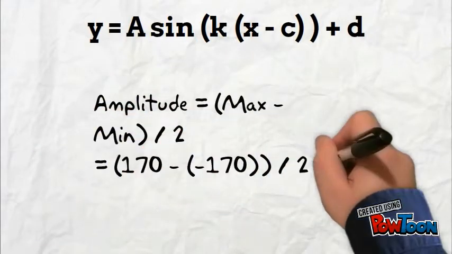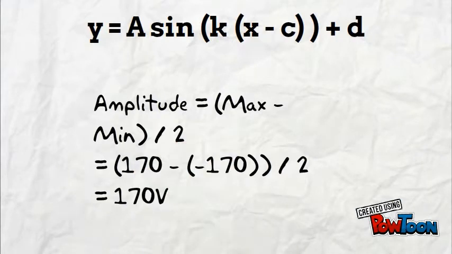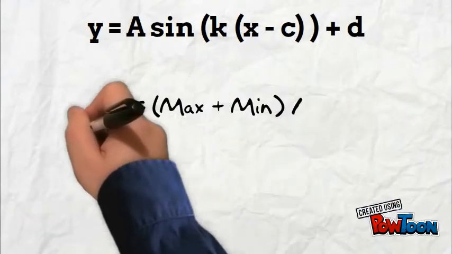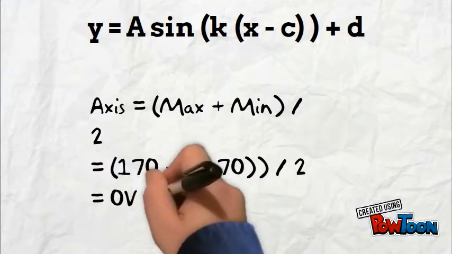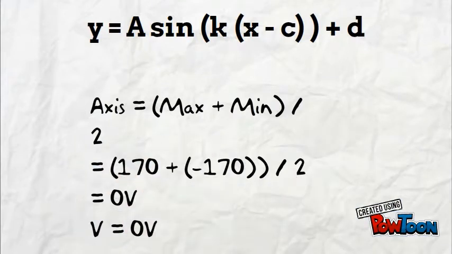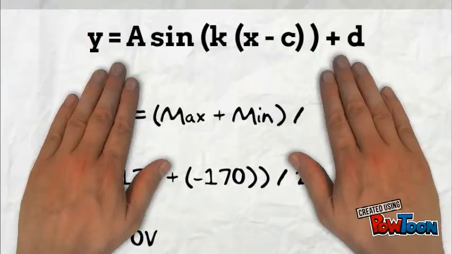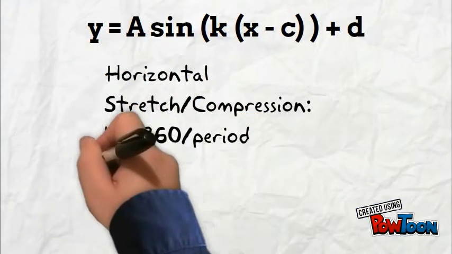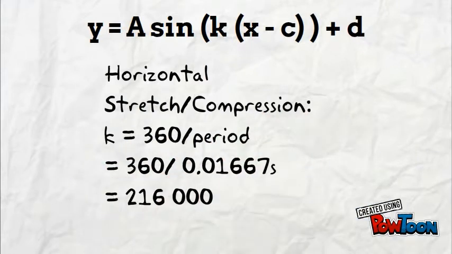So the amplitude is 170 minus negative 170 divided by 2, which is 170 volts. The axis can be determined by the equation V equals 170 plus minus 170 divided by 2, which is just V equals 0. The period is 16.67 milliseconds as determined from the graph. This represents 0.01667 seconds. To determine the K value in the equation, we divide 360 degrees, which is the period of the parent cosine or sine function, by the period.